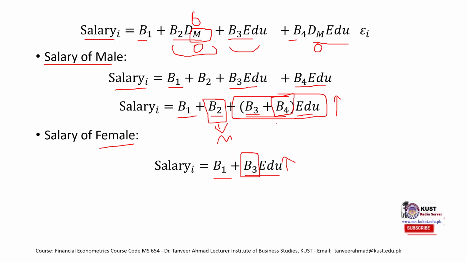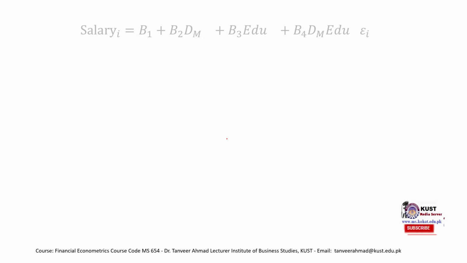So this B4, if it turns out to be a positive value, greater than 0, then in this specific scenario the interpretation would be that the additional effect of one more year of education would have a greater impact on the salary of a male rather than a female. So if B4 is greater than 0, let's put numbers into this equation and it would give us a better idea.